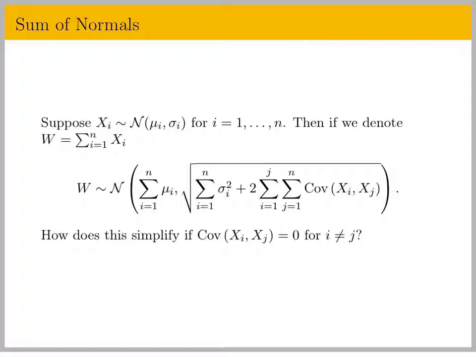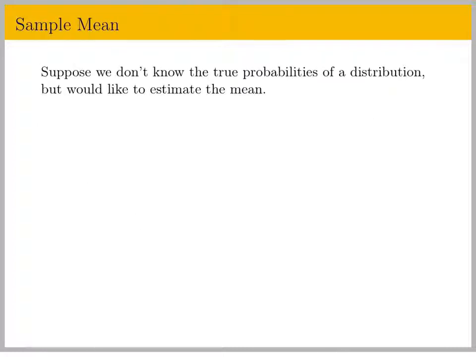So how does this specialize if the covariances of all the x's among themselves are 0? Well, you end up eliminating all of these terms because they're all equal to 0. So this whole thing wipes away, and you end up with just the sum of all the variances under the radical sign. It makes things a little bit simpler to compute.